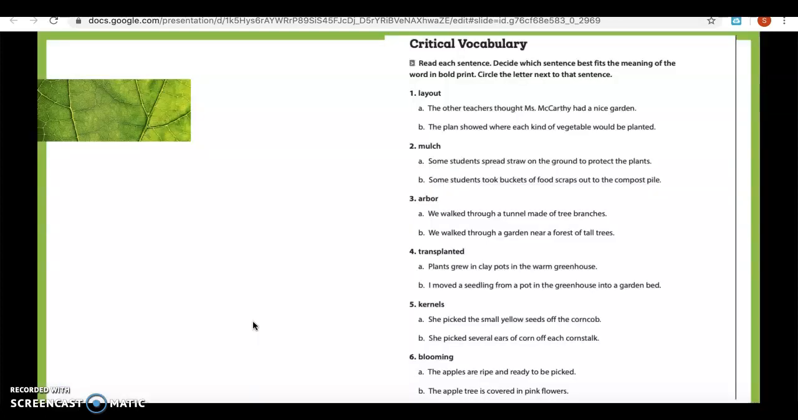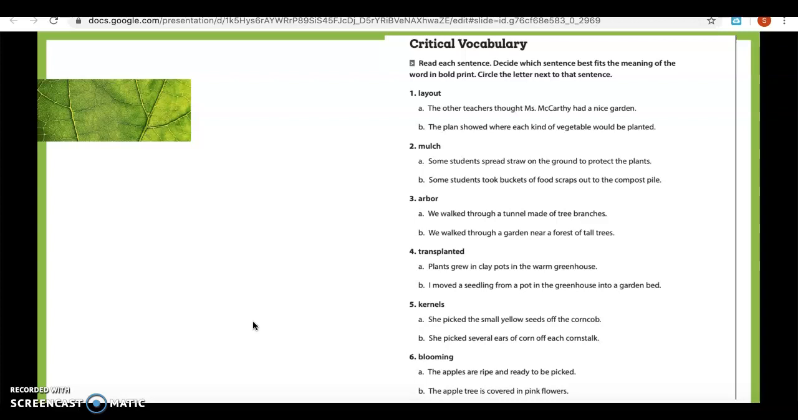Now, let's see if we can apply what we reviewed to determine which sentence best fits the meaning of the word in bold print. Layout. The other teachers thought Ms. McCarthy had a nice garden. Or, the plan showed where each kind of vegetable would be planted. Mulch. Some students spread straw on the ground to protect the plants. Or, some students took buckets of food scraps out to the compost pile.